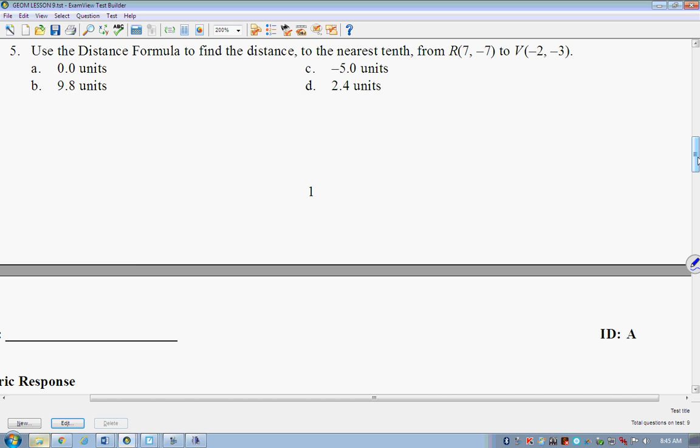Number 5, the distance formula is easier. Now I can show you how to use the Pythagorean theorem, but it's essentially the same thing as using the distance formula.